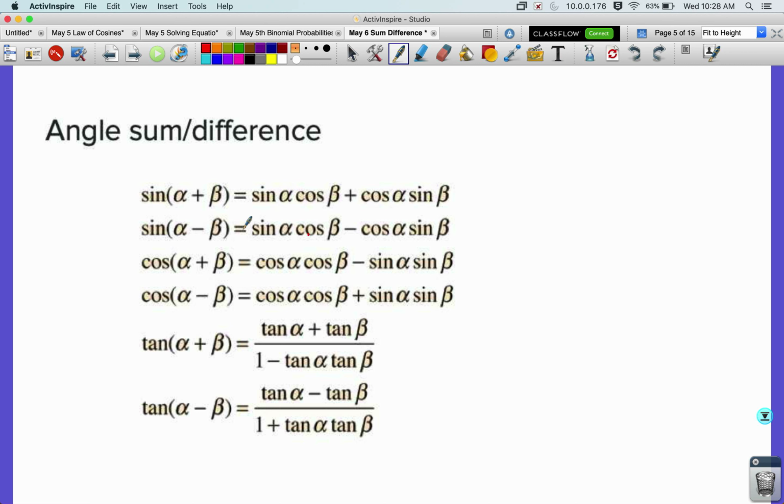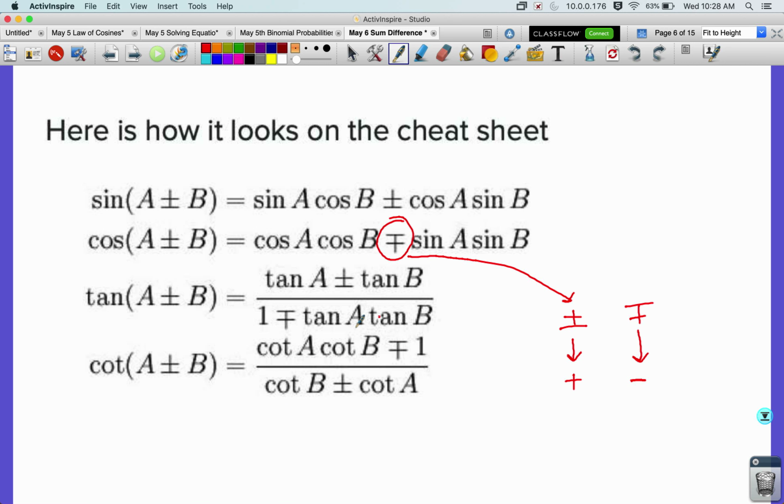So we can see with our cosine formulas, when it's A plus B, you use a minus here. When it's A minus B, you use a plus here. So they use this symbol a few places to show that you use the opposite operation when you plug in these formulas.